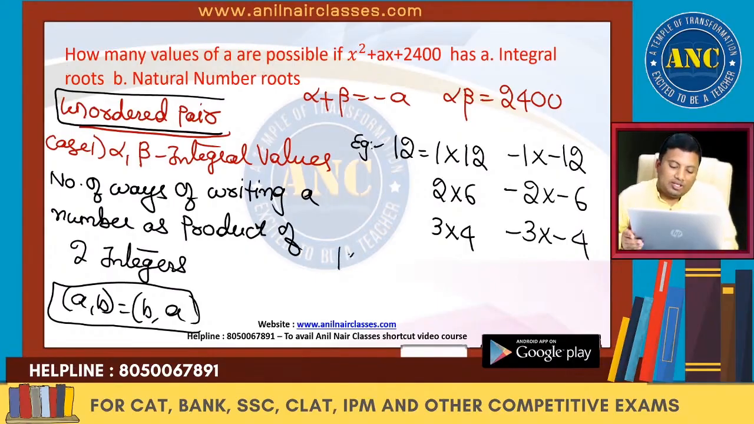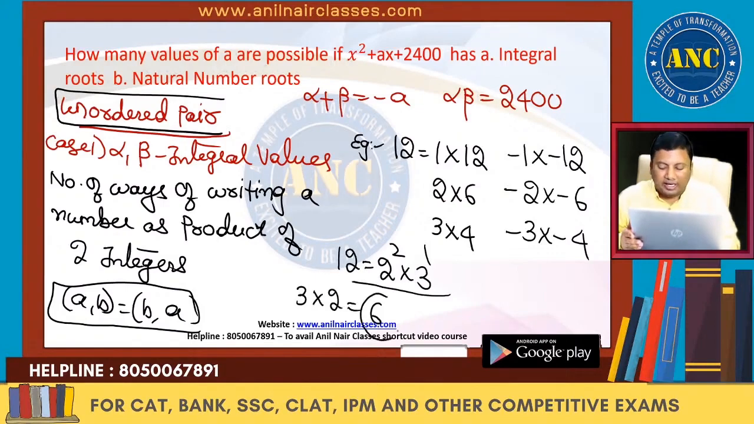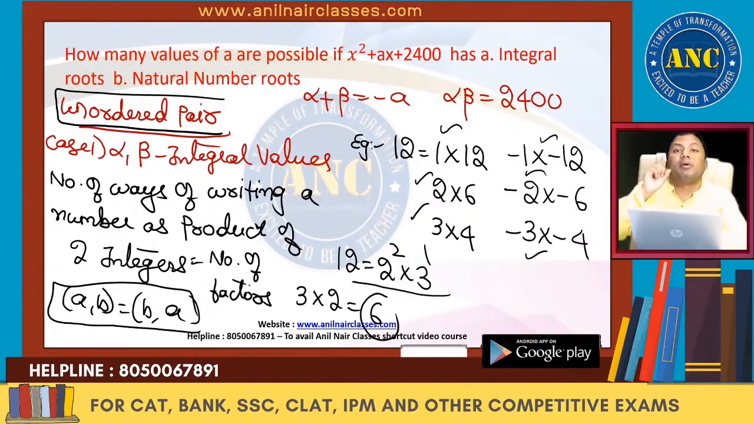Now 12 is nothing but 2 square into 3 power 1. Totally how many factors are there for this number? 3 into 2, which is 6 factors. How many cases did I get? 1, 2, 3, 4, 5, 6. So the first question is equivalent to the number of factors. Please write down: it is equivalent to the number of factors. Please remember, we are doing unordered pair. In unordered pair, the number of ways of writing a number as a product of two integers is equivalent to the number of factors. Unordered pair means a, b is equivalent to b, a.